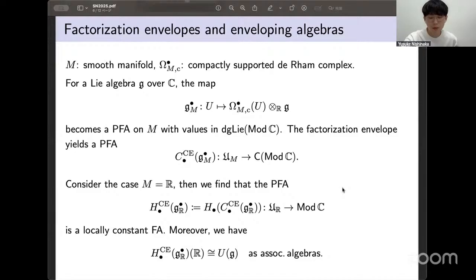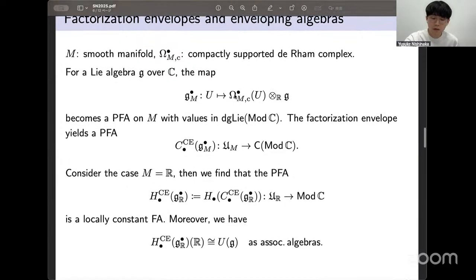Using factorization envelopes, we can construct the factorization algebra corresponding to the enveloping algebra of a Lie algebra. So fix a smooth manifold N and consider the compactly supported de Rham complex. For a Lie algebra g, this map gives us a prefactorization algebra with values in dg Lie algebras. Applying the factorization envelope then produces a prefactorization algebra with values in chain complexes.